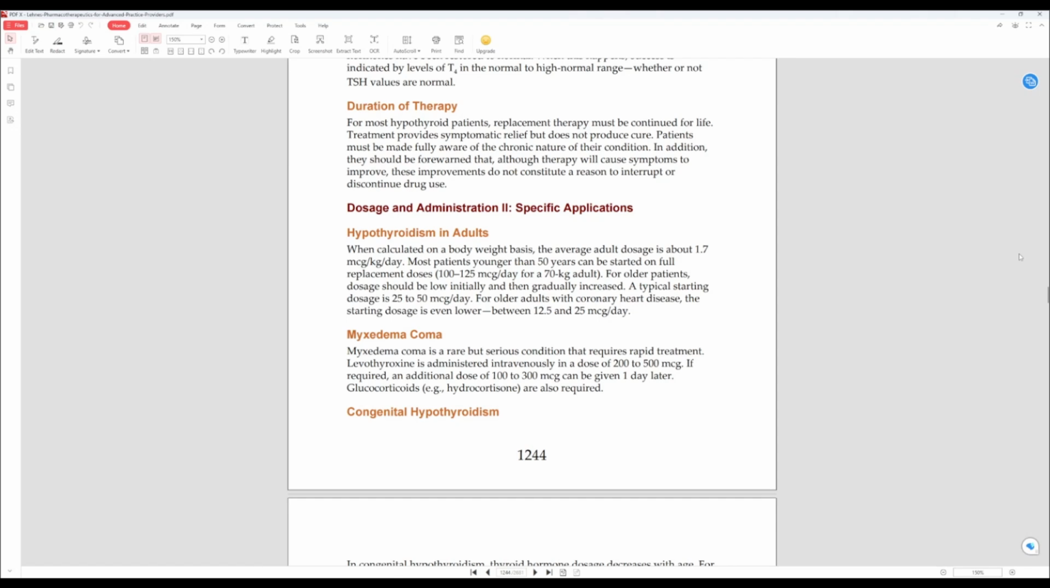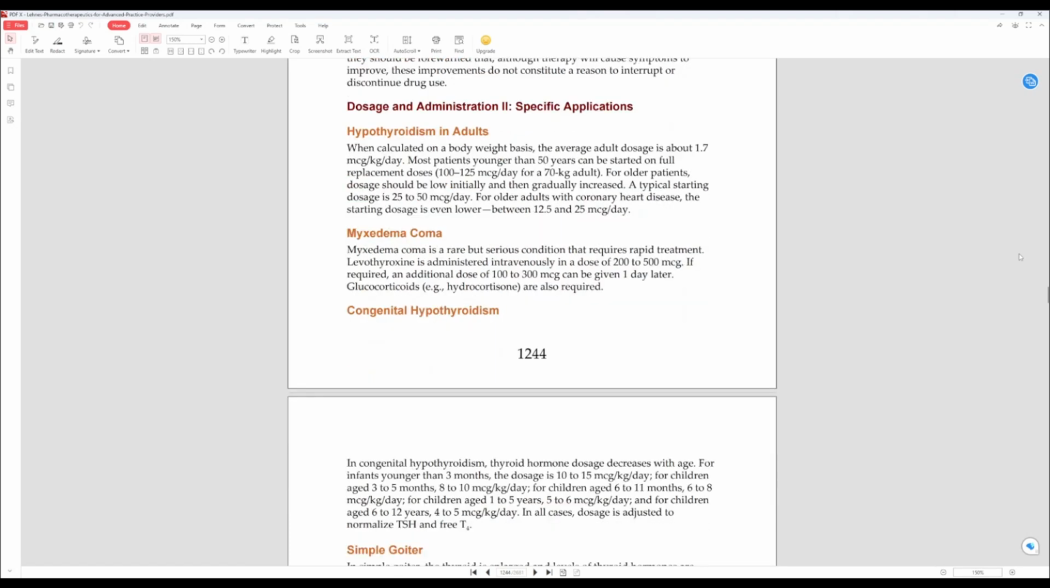For older patients, dosage should be low initially and then gradually increased. A typical starting dosage could be anywhere between 25 to 50 micrograms per day. For older adults with coronary heart disease, the starting dose is even lower, between 12.5 and 25 micrograms per day.